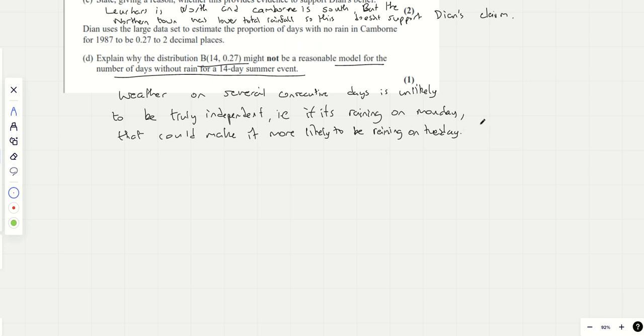The way they've put it in the mark scheme, they've mentioned independence, but you can also say the probability of rain is not constant. That's another way you can put it. The probability of rain is likely to change, which is absolutely fine as well, because the probability should be fixed in a binomial distribution. Okay, and that's that one.